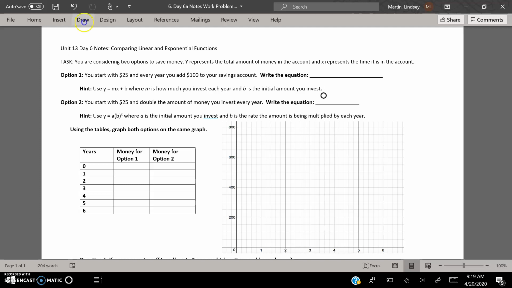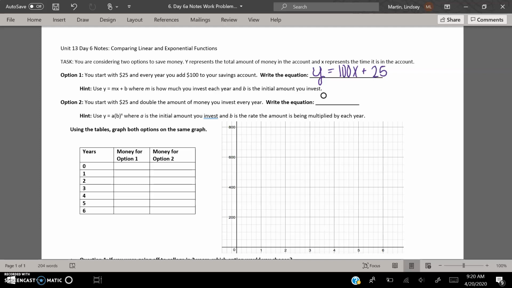Since we're adding money every year, we know that this is going to be a linear function, and that can be represented as y equals 100x plus 25, where 25 is my initial amount and I'm adding $100 every year.